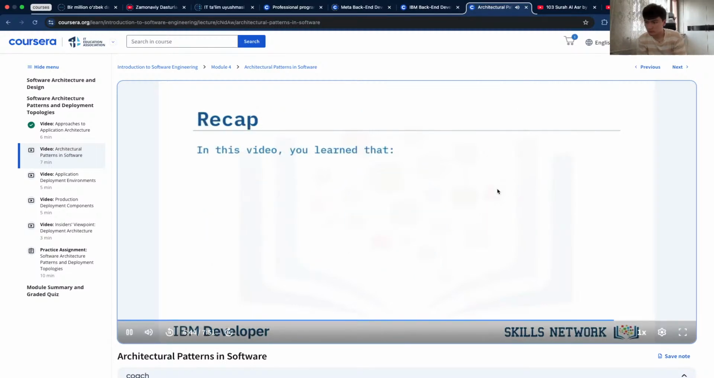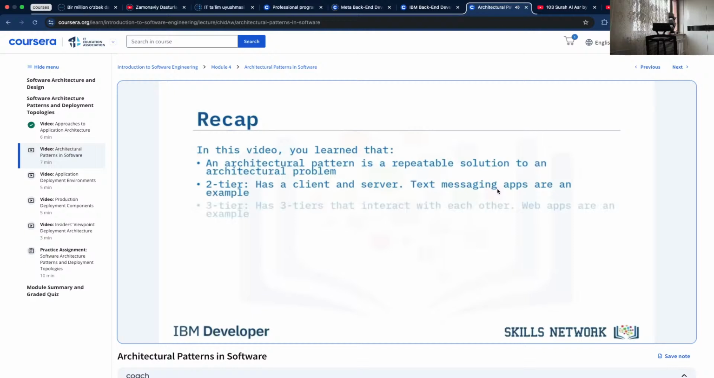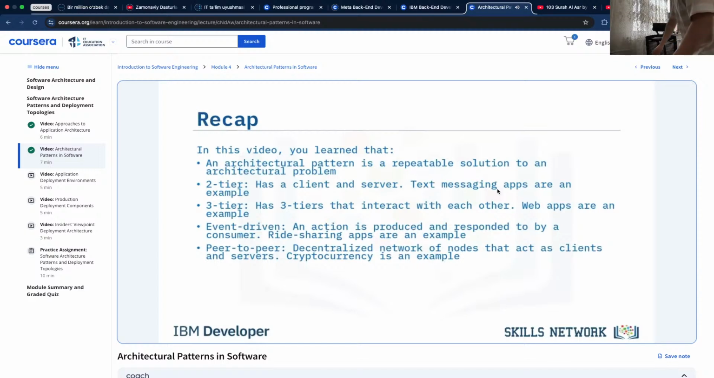In this video, you learned that an architectural pattern is a repeatable solution to an architectural problem. A two-tier pattern has a client and server. Text messaging apps use a two-tier pattern. A three-tier pattern has three tiers that interact with each other. Web apps use a three-tier pattern. An event-driven pattern has actions that are produced and responded to by a consumer. Ride-sharing apps use an event-driven pattern. The peer-to-peer pattern consists of a decentralized network of nodes that acts as clients and servers. Cryptocurrency.